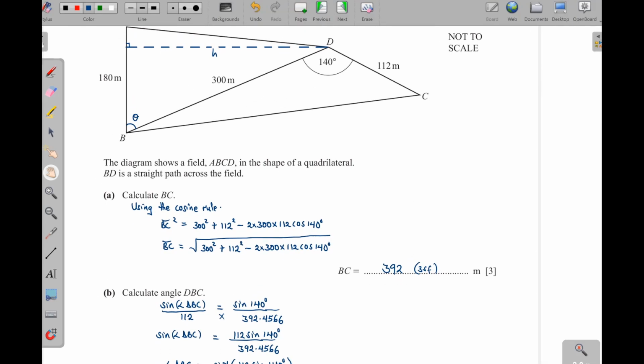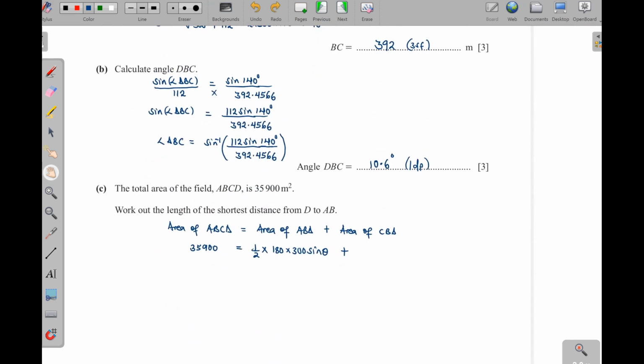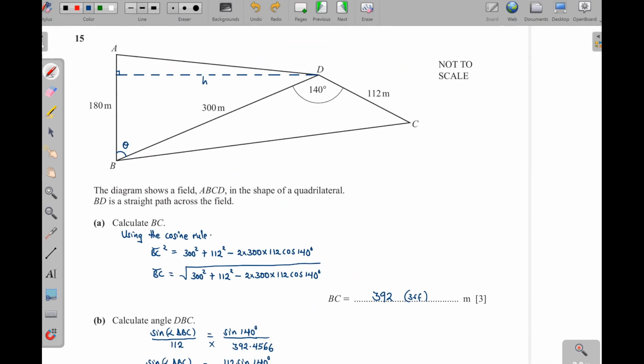Area of CBD, we have a half times 300 times 112, times sine of 140 degrees, not so? Now we actually make sine theta the subject of the formula, okay? We don't need to get theta, because in here I will also need sine theta, so I can use the exact value of that.